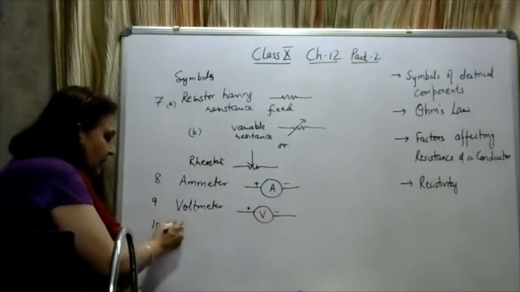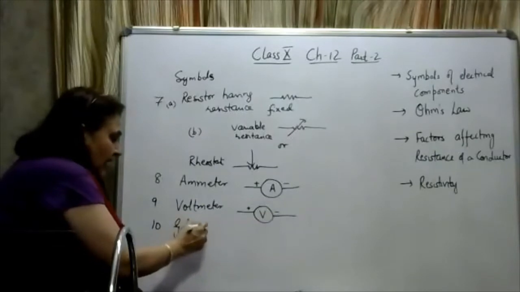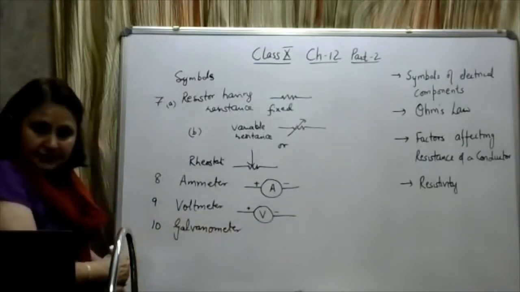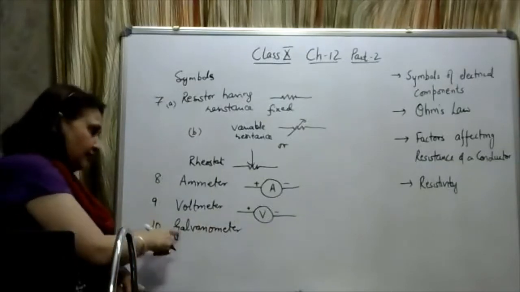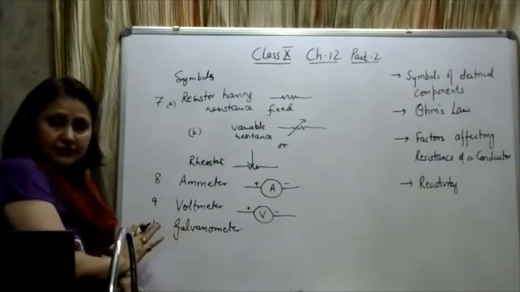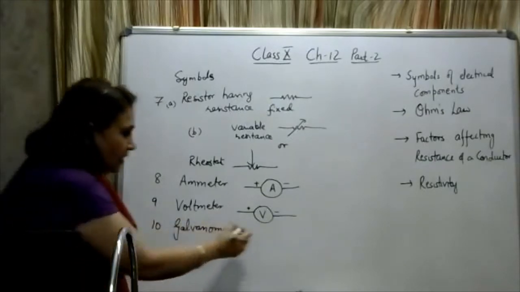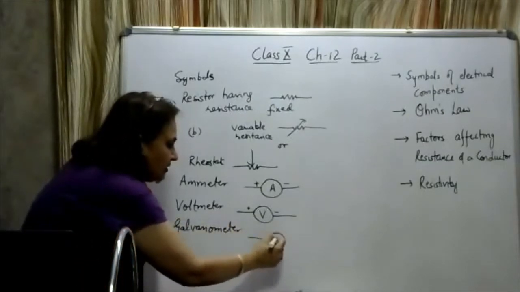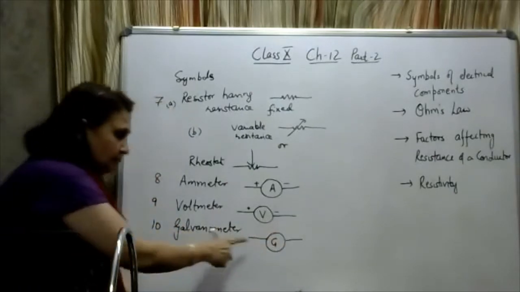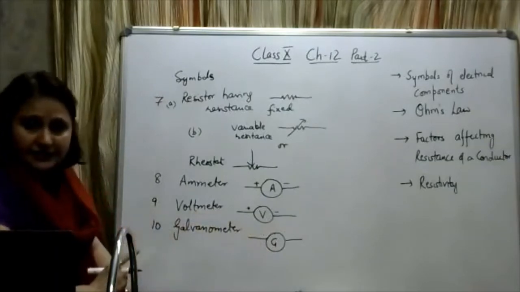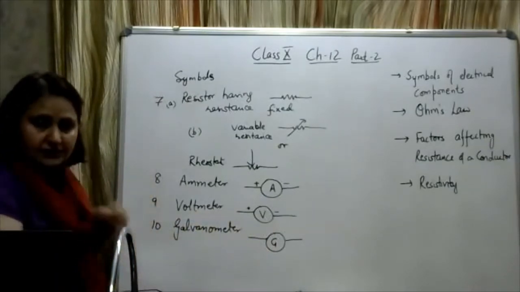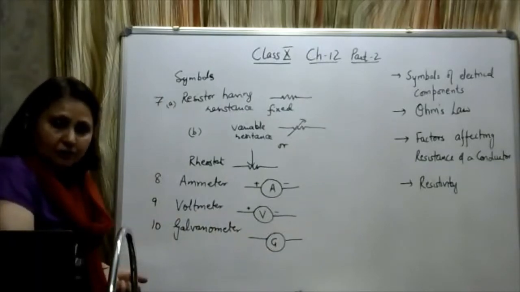Next is galvanometer. Galvanometer is a device which detects the electric current in a circuit. It does not measure the electric current; electric current is measured by ammeter. It only detects whether the current is flowing in the circuit or not. It is represented by the symbol G written in a circle, and it doesn't have positive and negative terminals. So these are some of the electrical symbols for electrical components.